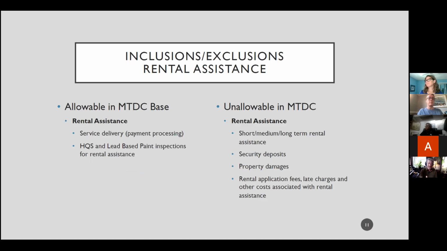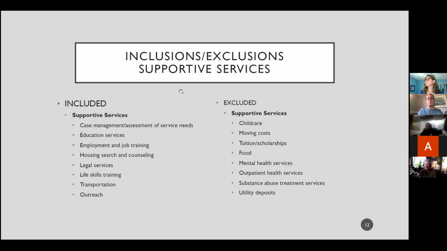Basically, once again, the only thing you can claim that 10% indirect cost rate on are your agency costs in administering the rental assistance. So that is payment processing, doing those inspections and visual assessments for lead-based paint. But your time in that is the only thing that you can charge indirect on the rental assistance line in your budget. Next slide, please.